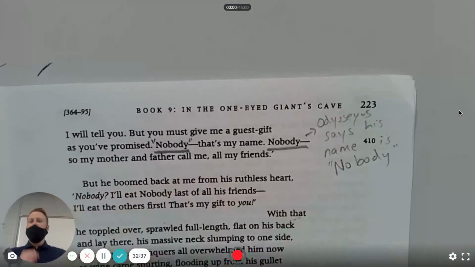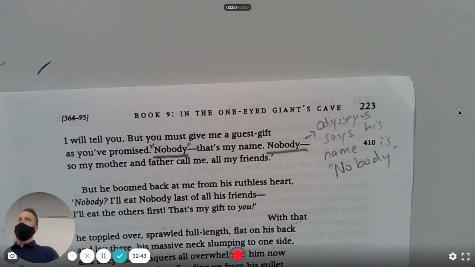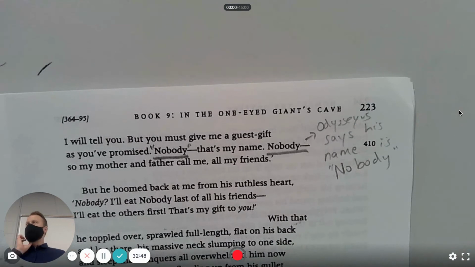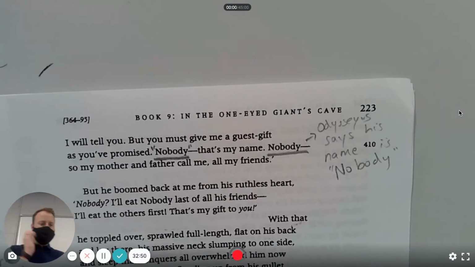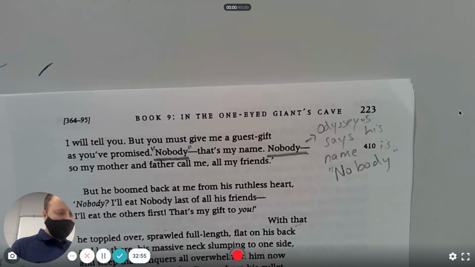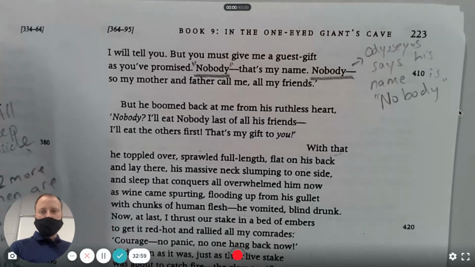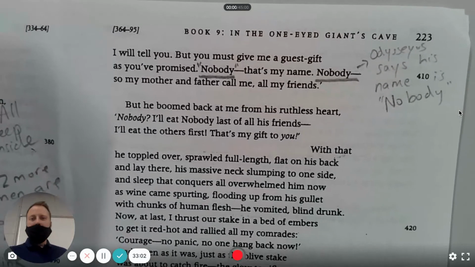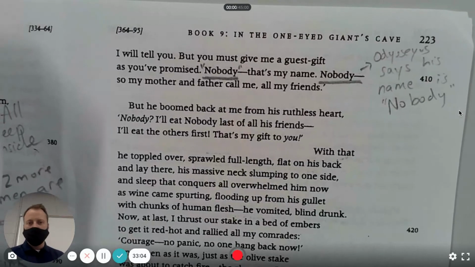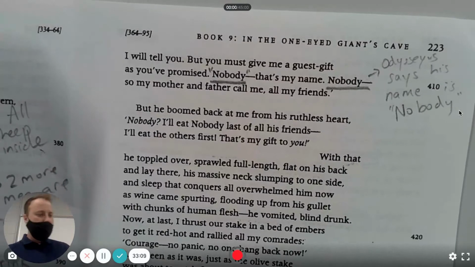So you're sitting here thinking, what is this cunning trickery that he's trying to play on this Cyclops? Now remember, the Cyclops just drank a bunch of wine, it's very strong, and now Odysseus is saying his name is nobody. Okay? So is Odysseus being clever here? Let's see. But he boomed back at me from his ruthless heart. Nobody? I'll eat nobody last of all his friends. I'll eat the others first. That is my gift to you.